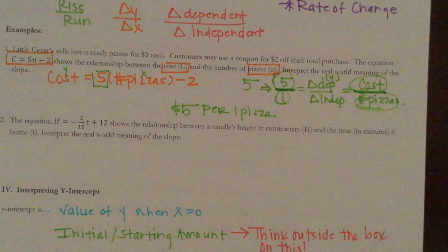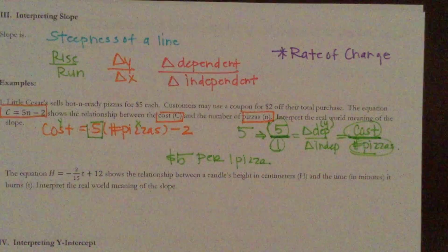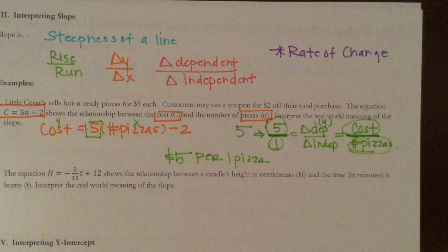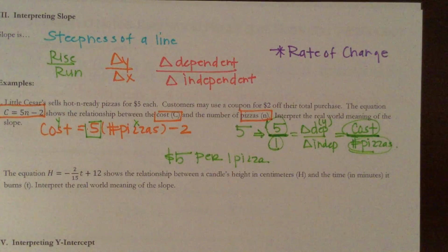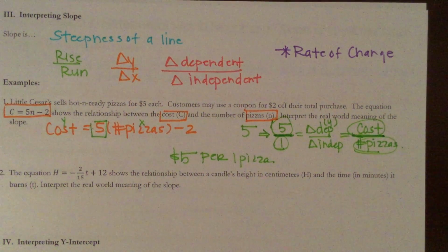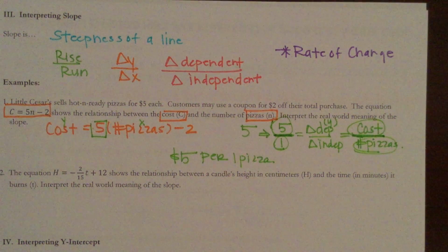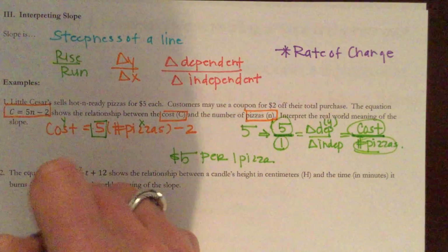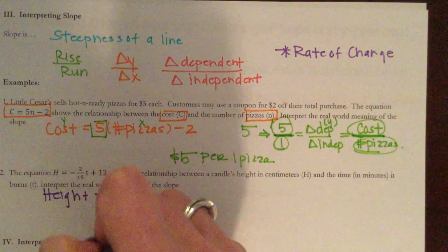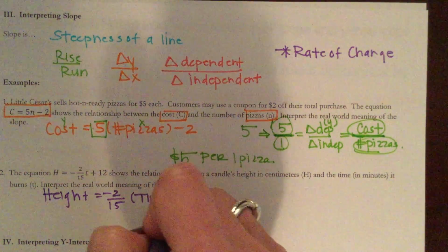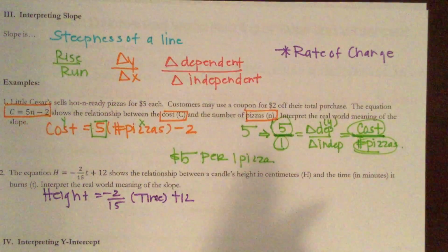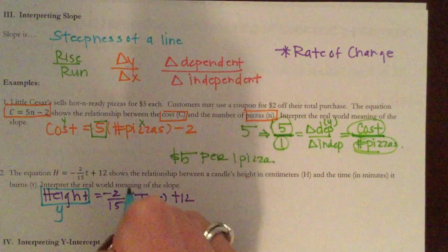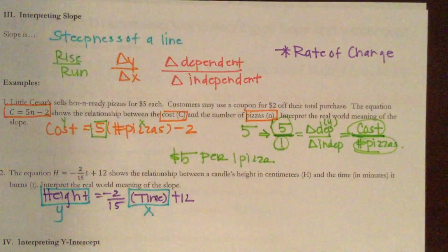Second example, the equation h equals negative 2 over 15t plus 12 shows the relationship between a candle's height in centimeters h and the time in minutes it burns. Interpret the real-world meaning of that slope. Again, if you need to, rewrite your equation with words. Height is equal to negative 2/15 times the time plus 12. In this case, height is y and time is x.